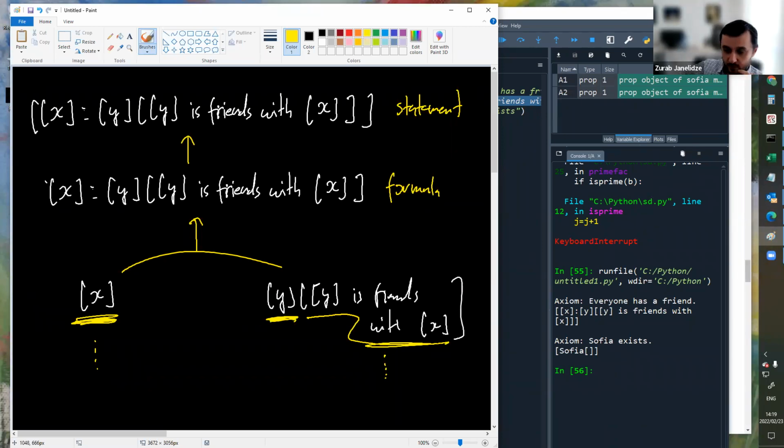So now think about it. We're saying no matter who you bring, let's temporarily call that person X, once you bring the person X, I will be able to find a Y. I will be able to bring Y, such that that Y will turn out to be the friend of X, right? So basically, I'm saying that every person has a friend. Yeah.